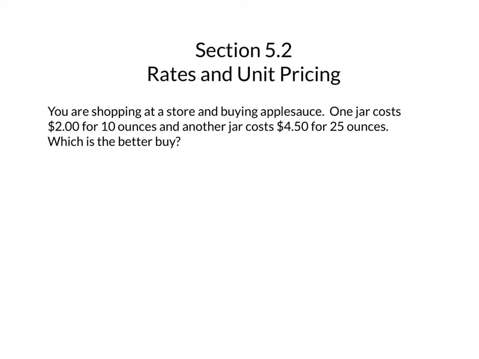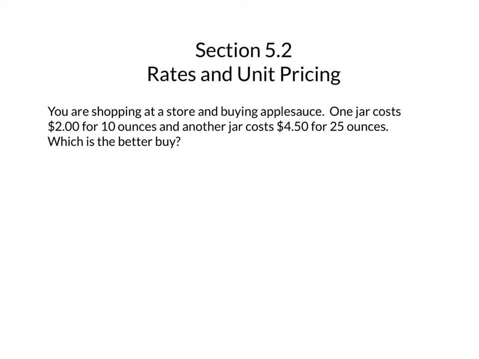Section 5.2, Rates and Unit Pricing. You are shopping in a store and buying applesauce. One jar costs $2 for 10 ounces, and another jar costs $4.50 for 25 ounces. Which is the better buy? One way to find out is to compare their unit prices or unit rates.